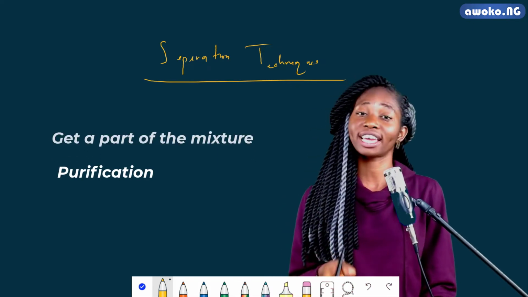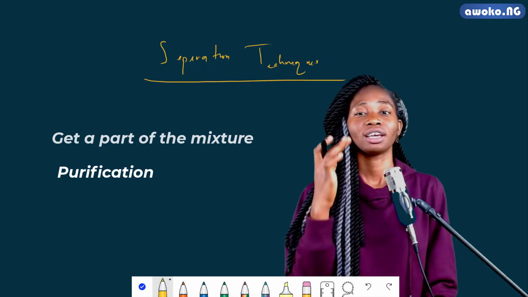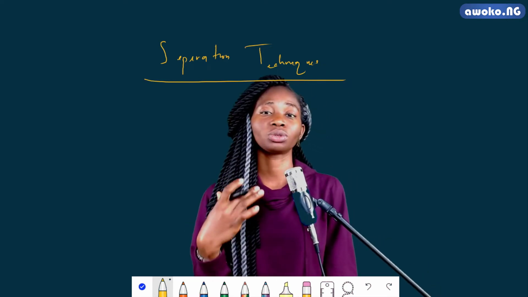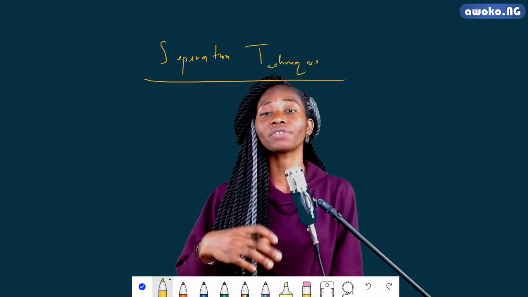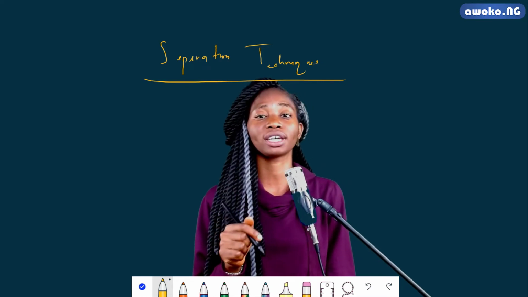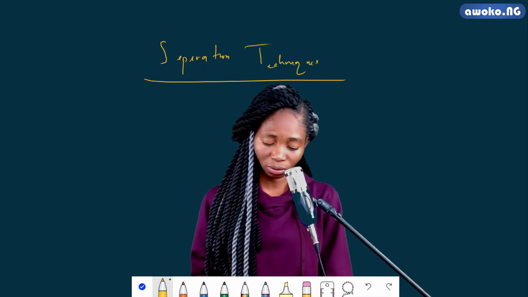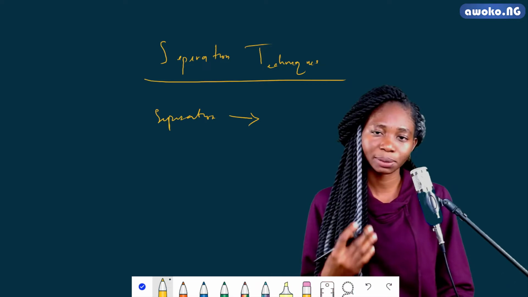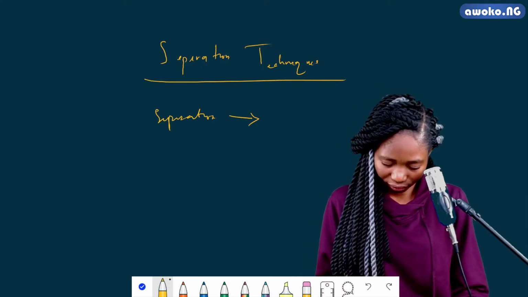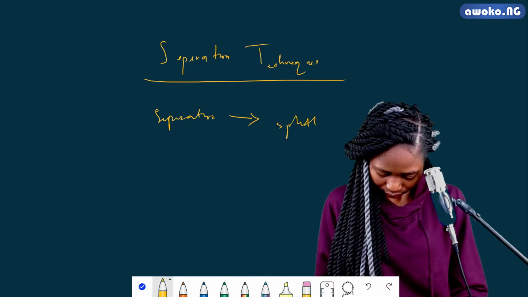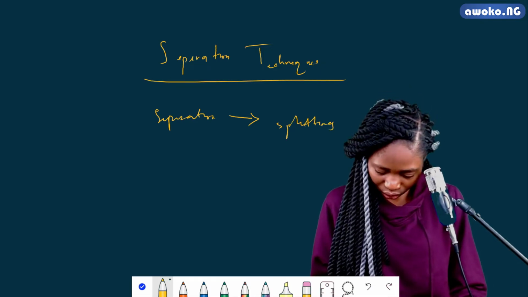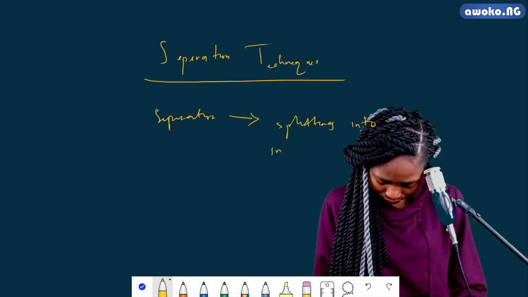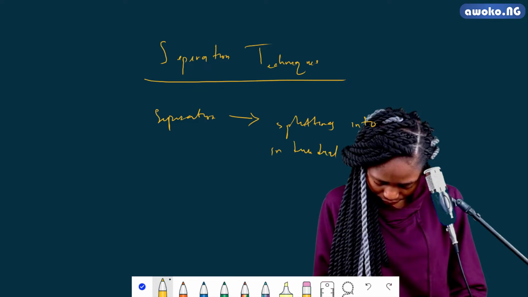Remember the example I used earlier where I said if you want to separate clean clothes from dirty clothes, you basically pick out the dirty clothes. So you could actually purify substances by removing the impurities, and that is also a separation technique. So properly, we'll go into separation techniques in chemistry. I define separation to be the splitting or division into individual constituents or parts.